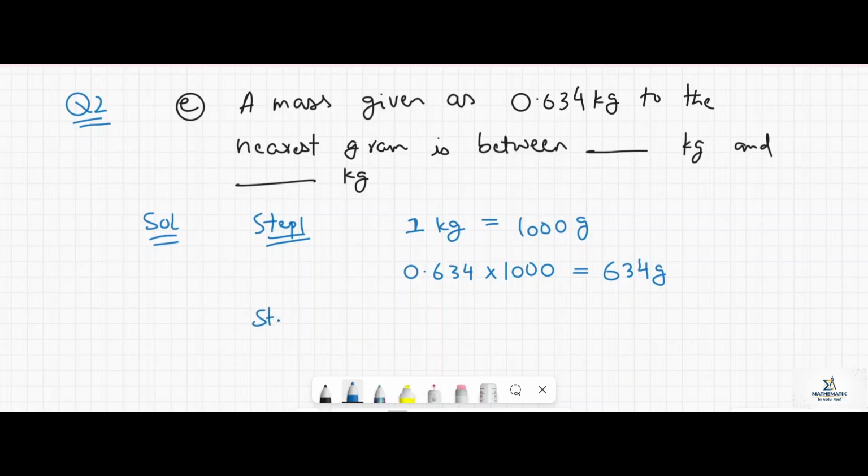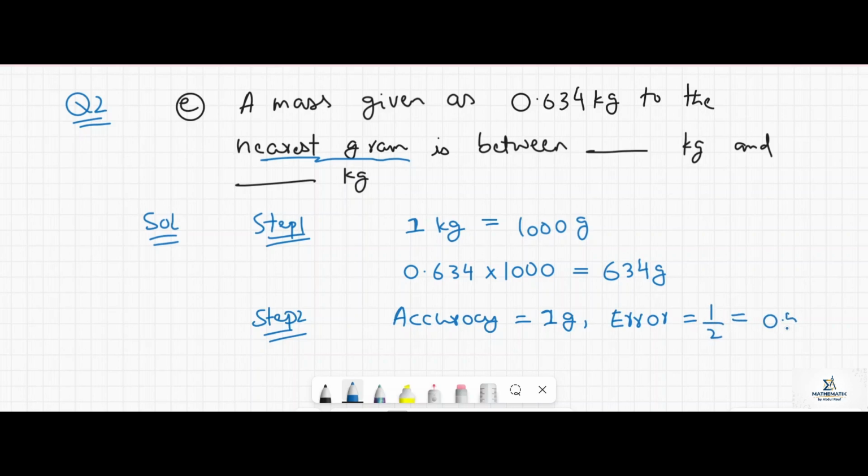So step number two, what is accuracy? So it says to the nearest gram. So the nearest gram, what does this mean? So our accuracy here is 1 gram. So the error term is 1 gram divided by 2, you will get 0.50 grams. So now this is the error term. So first we have to find the lower bound and then the upper bound, but in the last we will convert these grams into kg because the required answer is in kg.